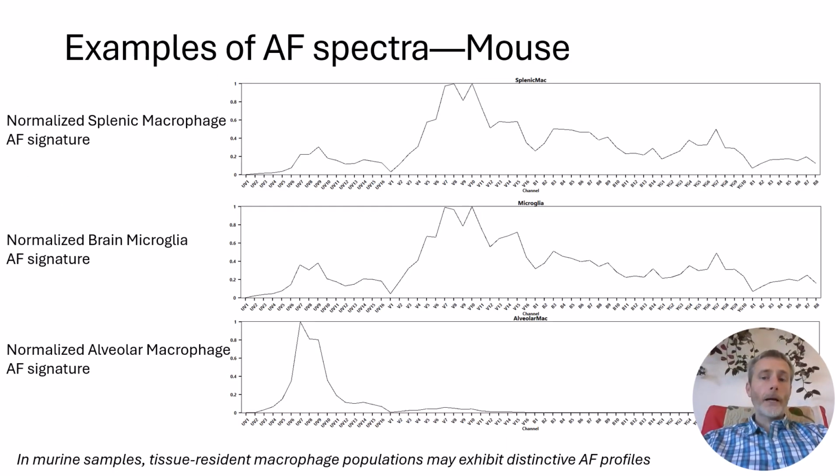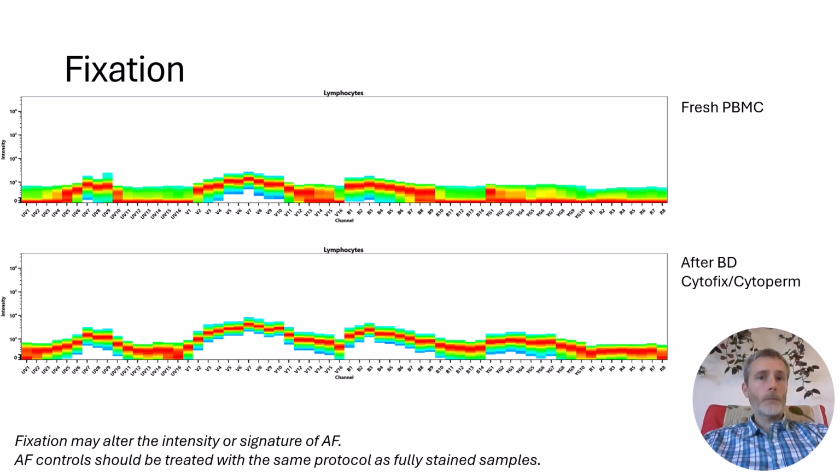In mouse, macrophages and eosinophils are often the most autofluorescent cells for immunologists. Macrophage populations may exhibit distinct autofluorescence profiles in different tissues, so do not assume that your autofluorescence from the spleen will resemble that in your tumor or tissue sample. Fixation and permeabilization also frequently alter autofluorescence, both in intensity and signature. Unstained samples used for autofluorescence extraction, therefore, must accurately reflect the fully stained sample, meaning they need to be processed in the same way, same protocol.